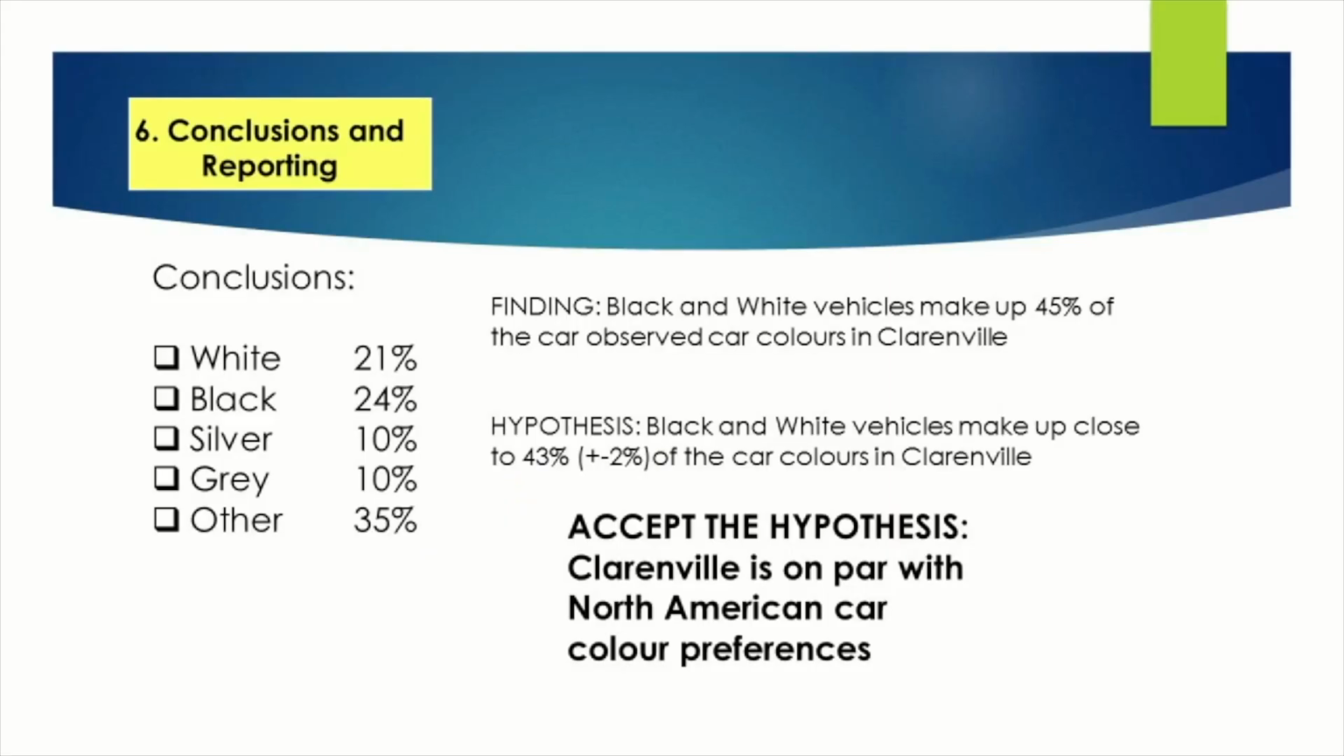So my findings indicated, when I combined the white and black, that black and white vehicles made up 45% of the cars observed in Clarenville today in the time period that I used. My hypothesis stated that black and white vehicles make up close to 43, plus or minus 2% of the car colors in Clarenville. Well, looking at my findings and the hypothesis, I would conclude that I will accept the hypothesis, meaning that Clarenville is on par with North America. Indications are that it is on par with North America.